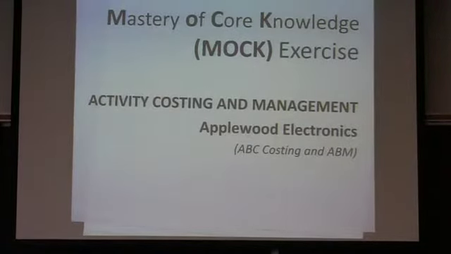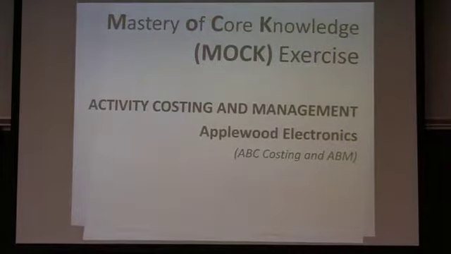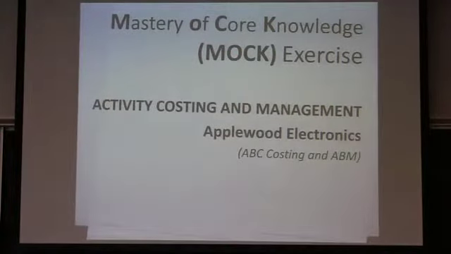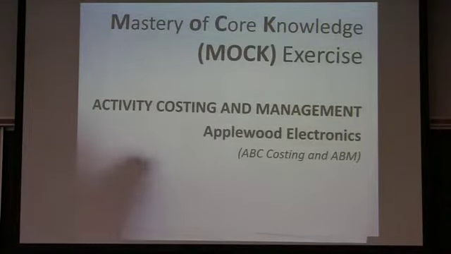Okay, so in this mock exercise, we're going to take a look at a case called Applewood Electronics, and we're going to actually go through activity-based costing and activity-based management. So what is activity-based costing? Before we actually go into the question, let's take a look at the basic concepts.